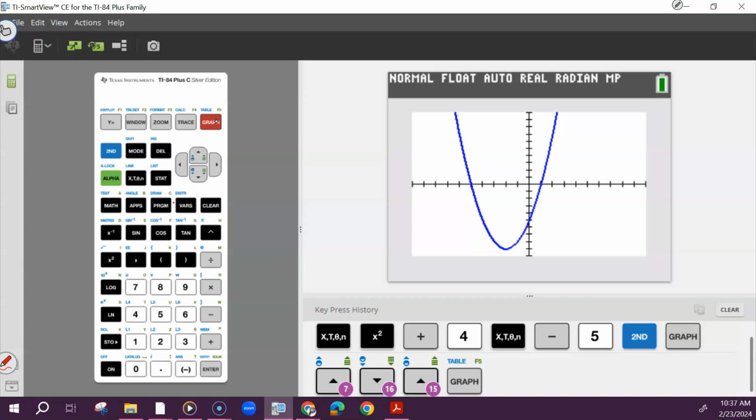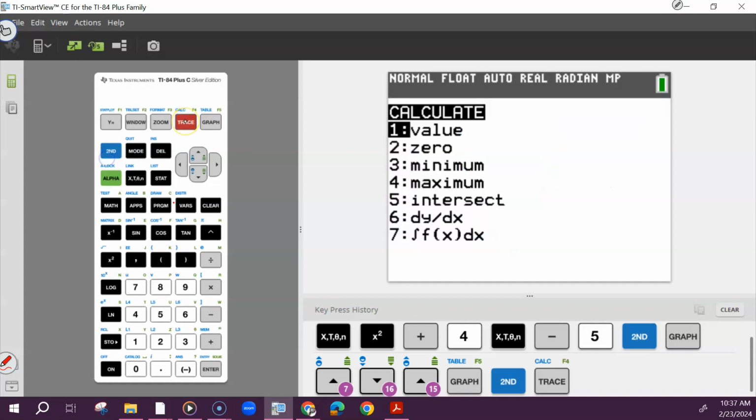But if it was off or we couldn't tell where it was, we're going to go into calculate, second trace. Which of these do we think we're going to be using? We don't have two lines that cross. That would be intersect. 0. We're going to use the 0. That's going to be our root, our solution. So going to number 2.